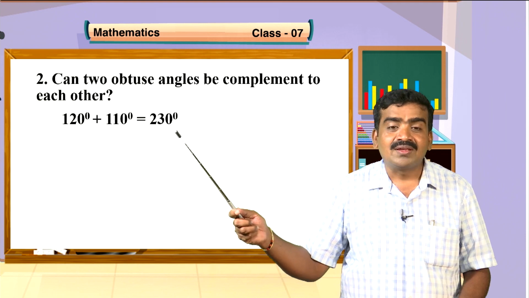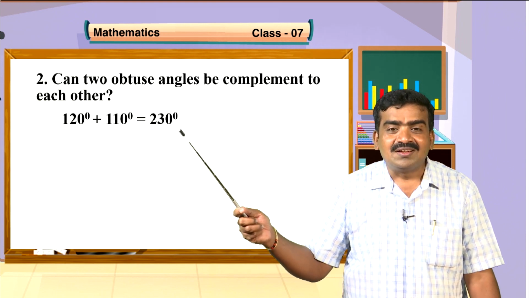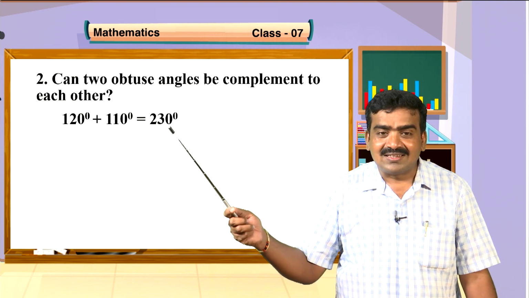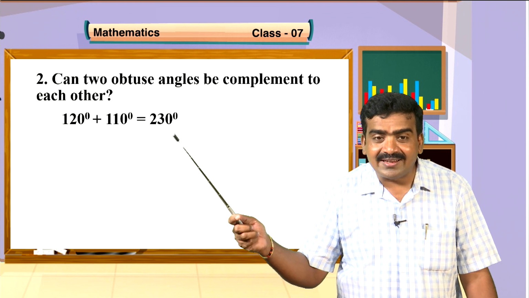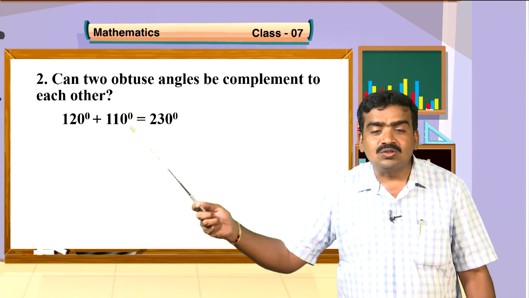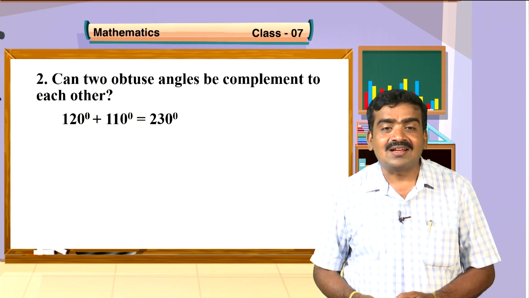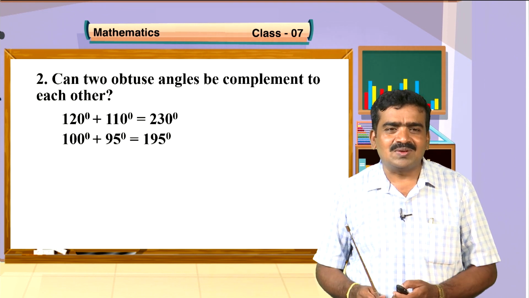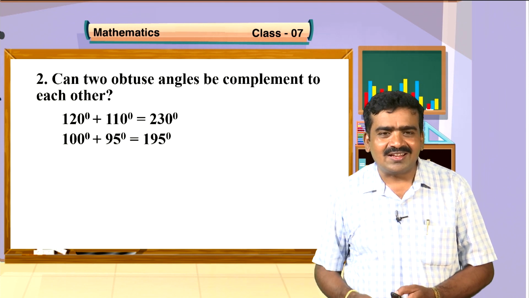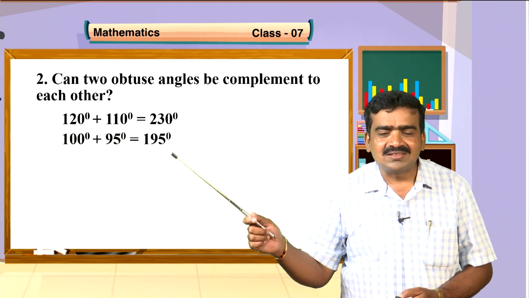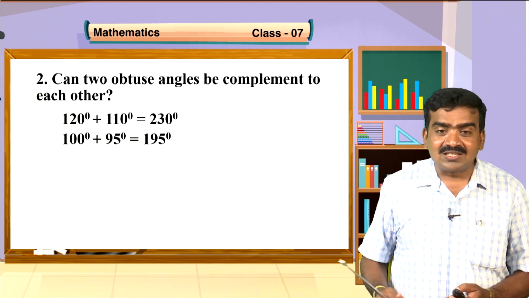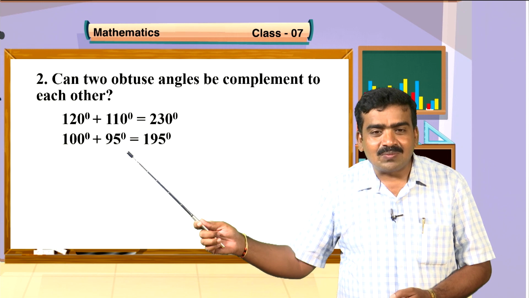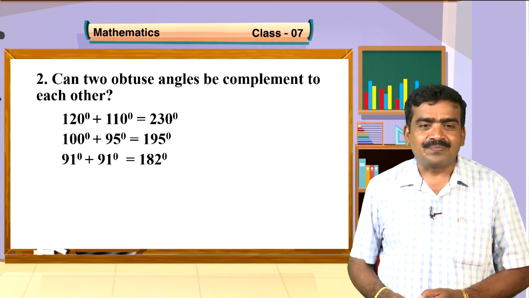What is their sum? It is 230 degrees. It is not a complementary pair. The sum is more than 90 degrees, therefore these two angles are not complementary to each other. Let us take slightly smaller numbers, that is 100 degrees and 95 degrees, which gives us 195 degrees, which is also more than 90 degrees. Therefore, these two are not complementary to each other.